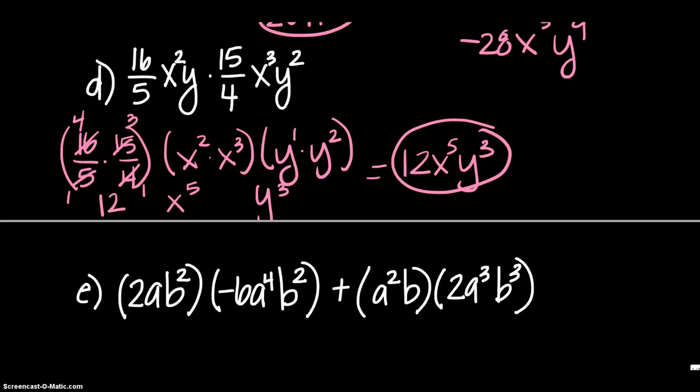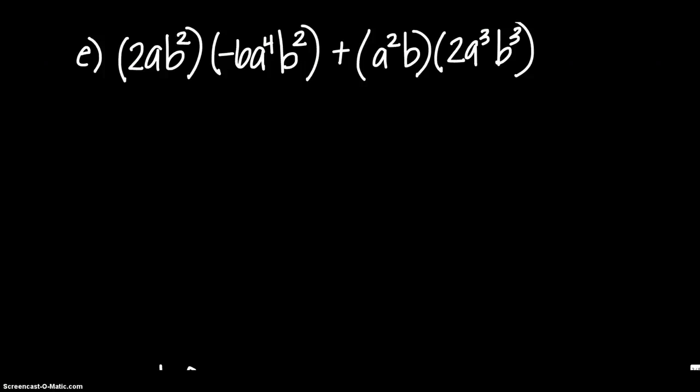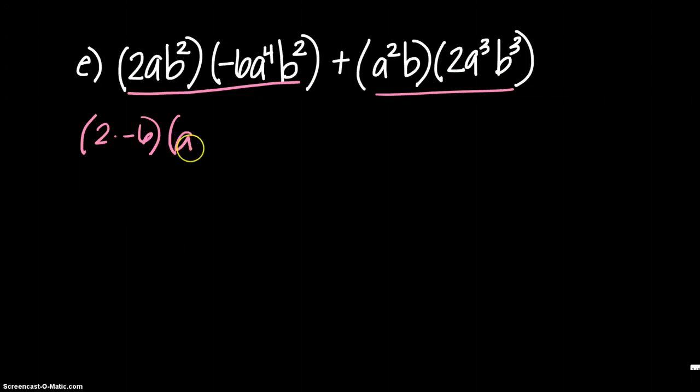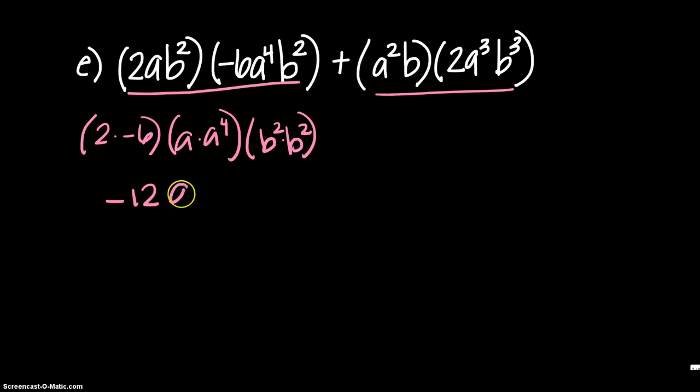All right, moving on to E. Okay, so a little more difficult. We have to do this part of the addition sign and then the other part. So let's simplify this side first: 2 times -6. Then I have a times a to the 4th, and b squared times b squared. So this is -12 a to the 1 plus 4, which is 5, and b to the 4th.